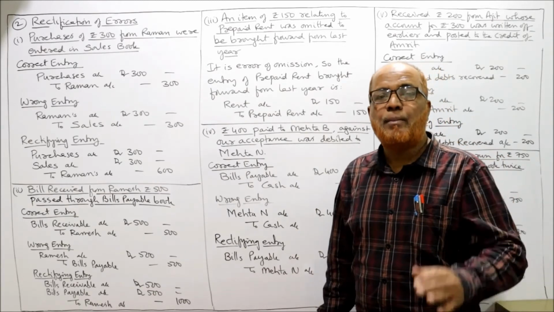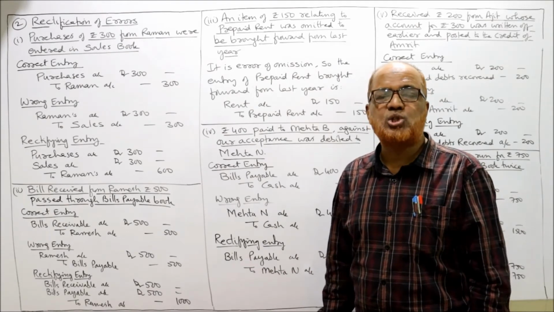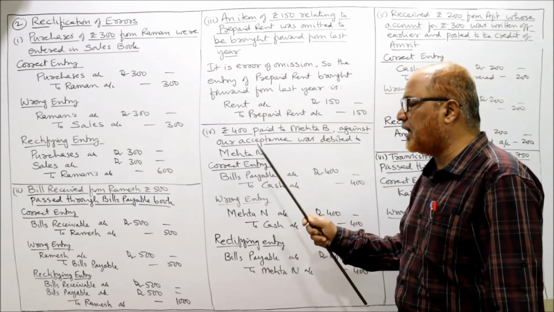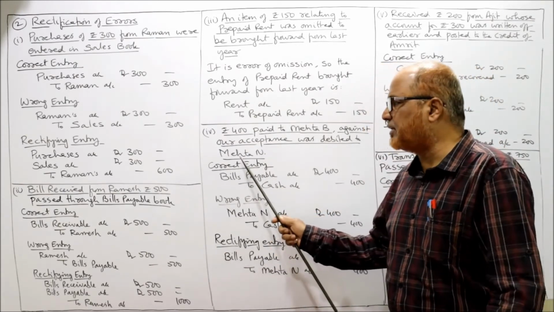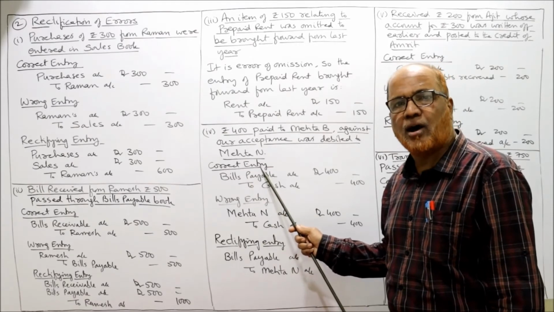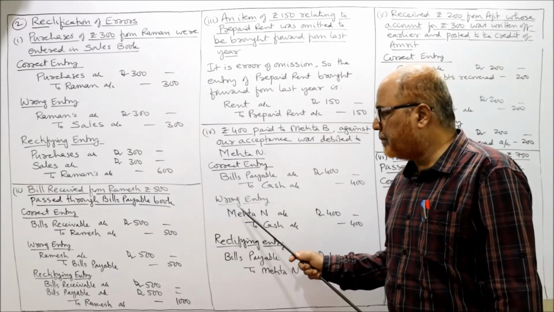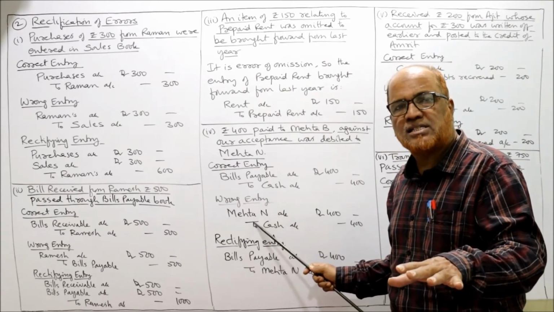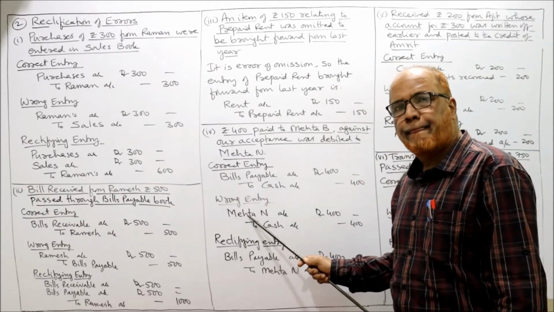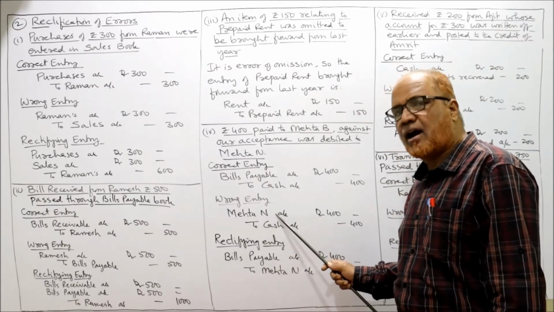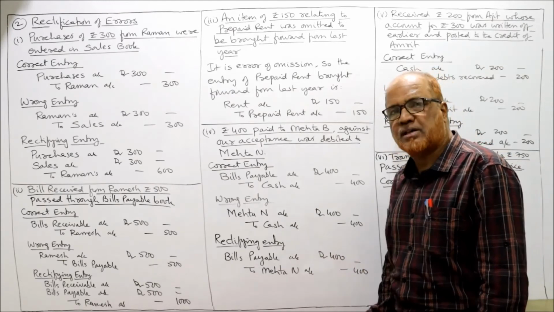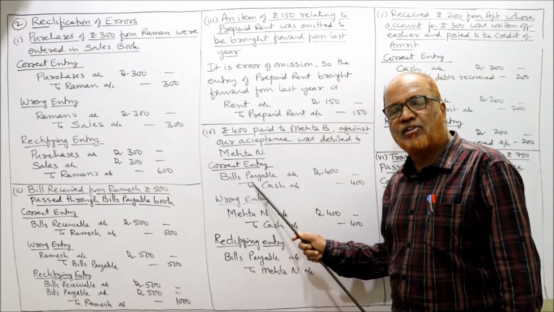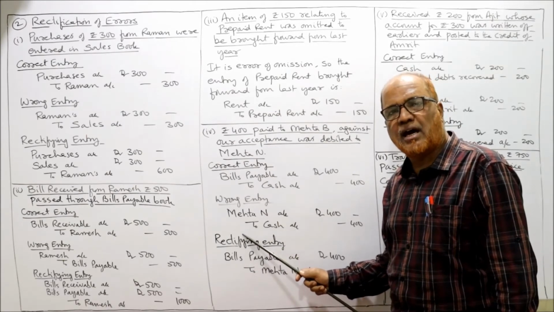Bills payable to cash. But by mistake, bills payable was not debited. The debit was given to Mehta N. By mistake, the accountant has debited Mehta N account. So what is the correct entry? Bills payable account debtor to cash. This is the correct entry. But by mistake, he has debited Mehta N account. So Mehta N account debtor to cash. This is the entry that has been passed. There is no error in cash account. The error is that instead of debiting bills payable, we have debited Mehta N account.